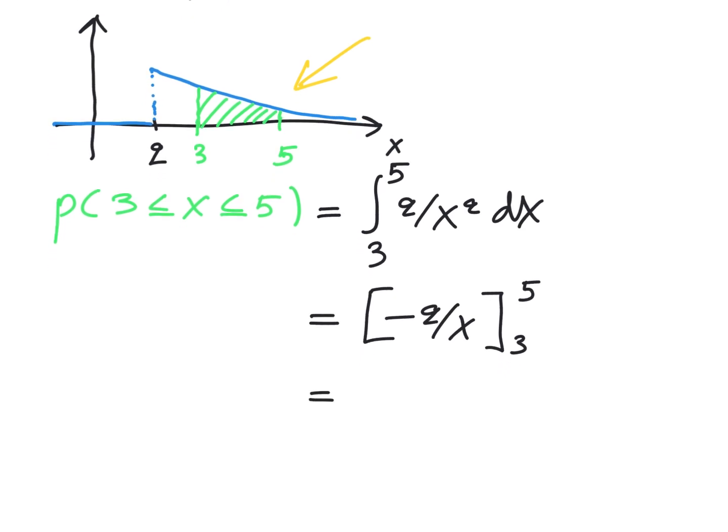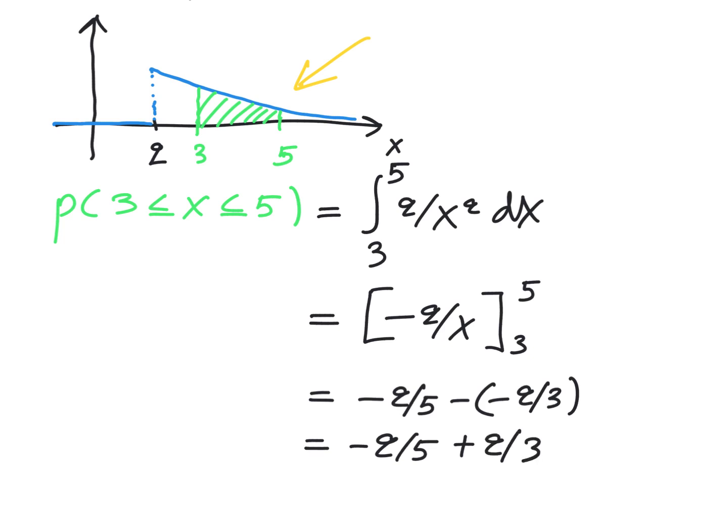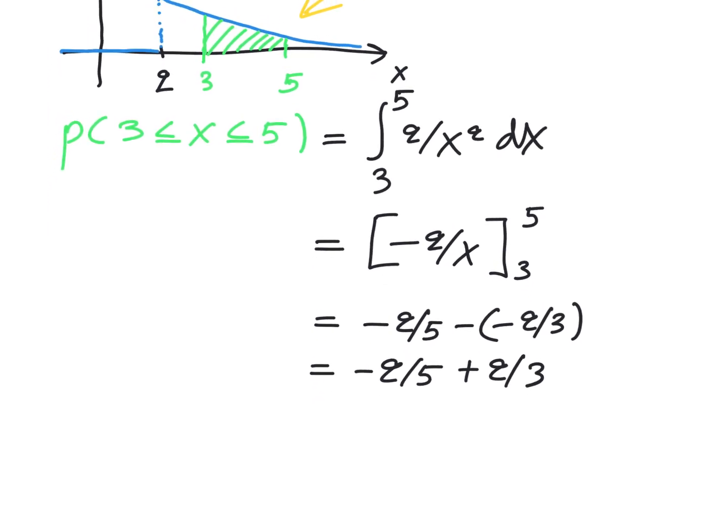Okay, if you plug in the boundary values 5 and 3, then we get that this probability that we're looking for is actually minus 2 over 5 minus minus 2 over 3. So that means minus 2 over 5 plus 2 over 3. And if we put this on a common denominator of 15, then we get minus 6 over 15 plus 10 over 15, which is 4 over 15.